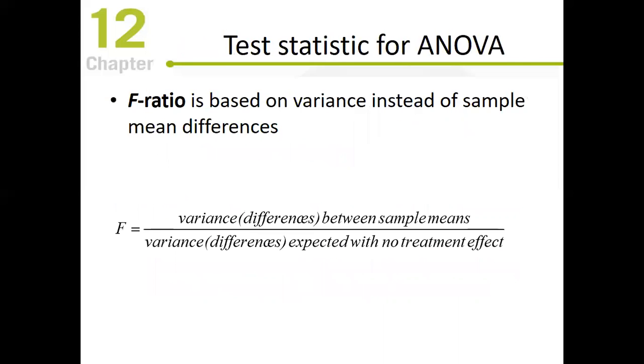So the statistic for the ANOVA is called the F test. Okay, we've talked about Z, we've talked about T. This is known as the F test or the F ratio. And this test is all about variance.